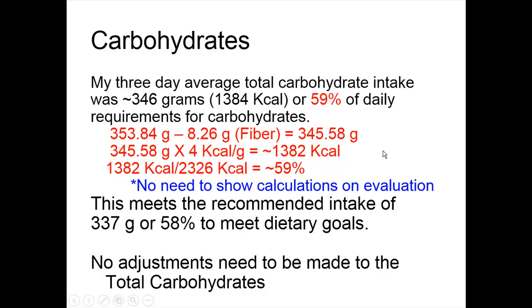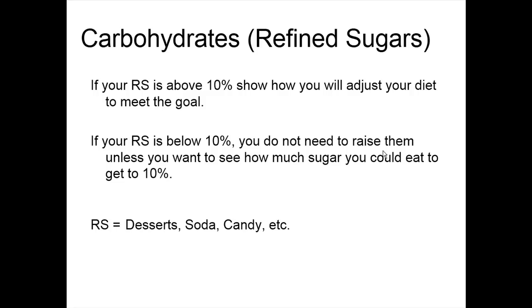But again, I don't know how much was complex and how much was refined. So first of all, let's look at the refined and see where I'm at there. Our goal is to be at 10%. If we're above 10%, we're going to have to lower it to 10% or below. If you're below 10%, you don't need to raise it unless you really want to.